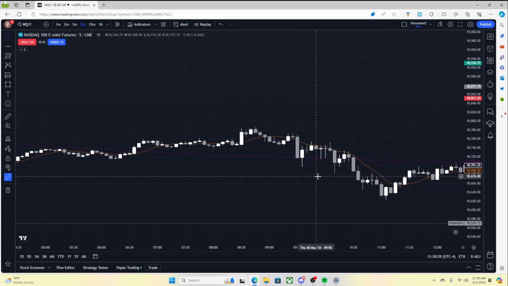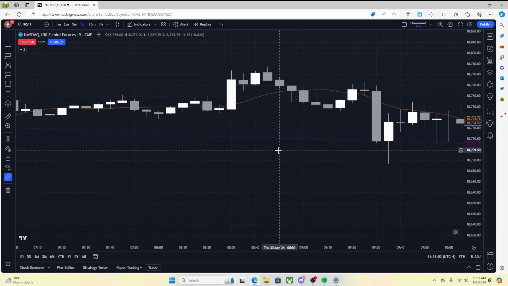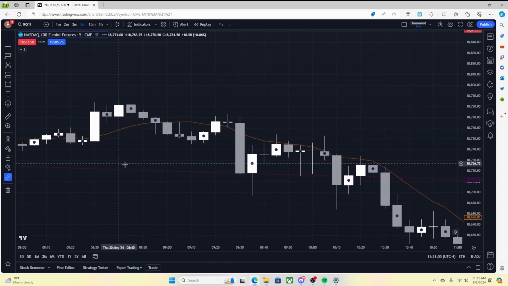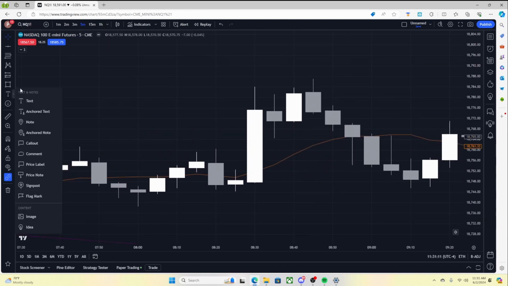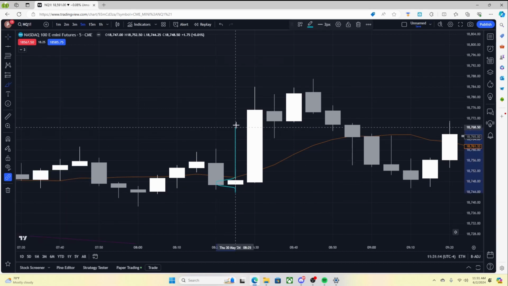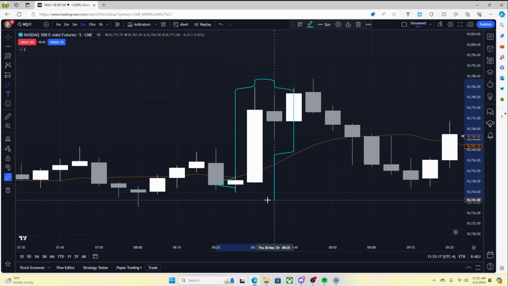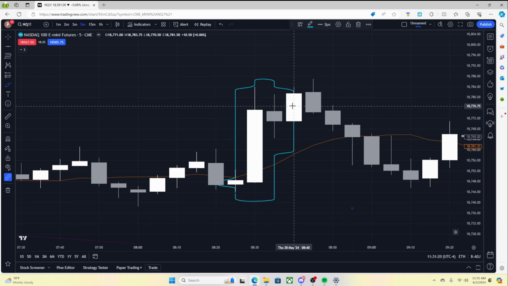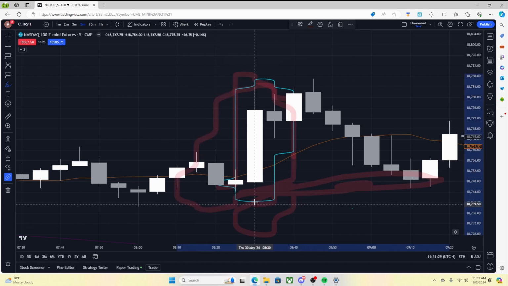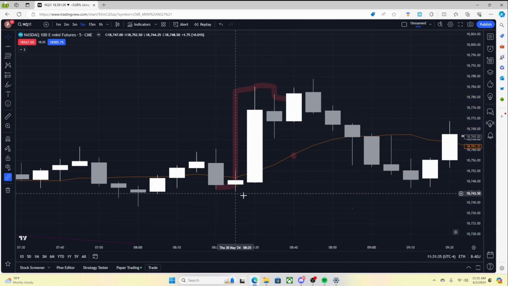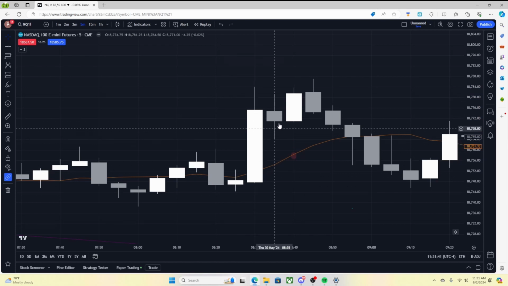But the 2 concepts we have to go over are fair value gaps and liquidity sweeps, or just liquidity in general. So fair value gaps, it's going to form within 3 candles. I'll draw it out here. So if you're looking at these 3 candles right here, I don't know why it's all curved. I apologize. So if we're looking at these 3 candles here, this little one, this bigger white one, then this gray one.